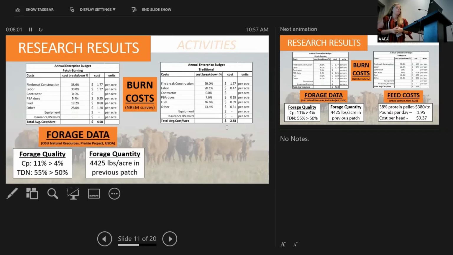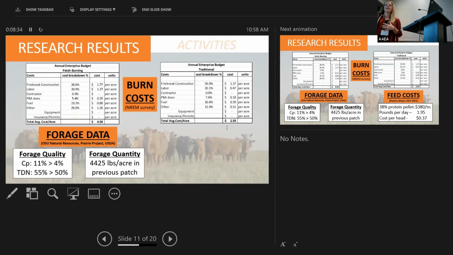And then moving on to forage data. This is split into 2 sections of forage quality and forage quantity. We find the forage quality aspects in those recently burned areas, comparing that to traditional burned areas, they saw crude protein levels as high as 11% and total digestible nutrient levels as high as 55%. And then moving on to that forage quantity in those ungrazed and unburned areas where that forage is given the time to rest and accumulate over time, they saw over 4,000 pounds per acre in those previously burned patches.